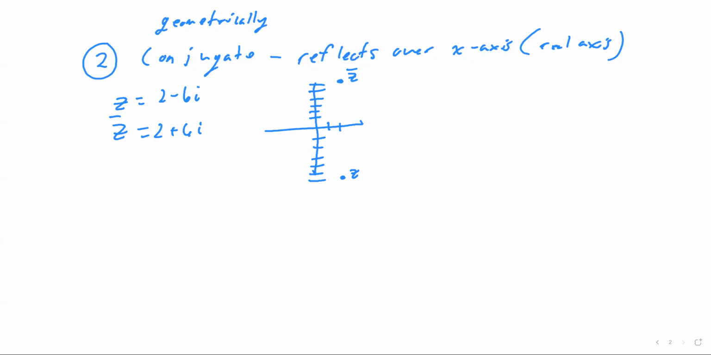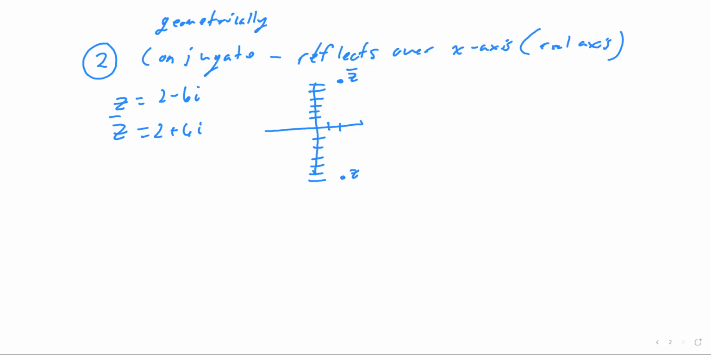It's not really an answer type thing. It's just you need to know that geometrically the conjugate reflects over the x-axis. So if I was to plot z, z conjugate will be right there. So if z is 2 plus 6i or 2 minus 6i, its conjugate would be graphed at 2 plus 6i. That's what you need to grasp from this.